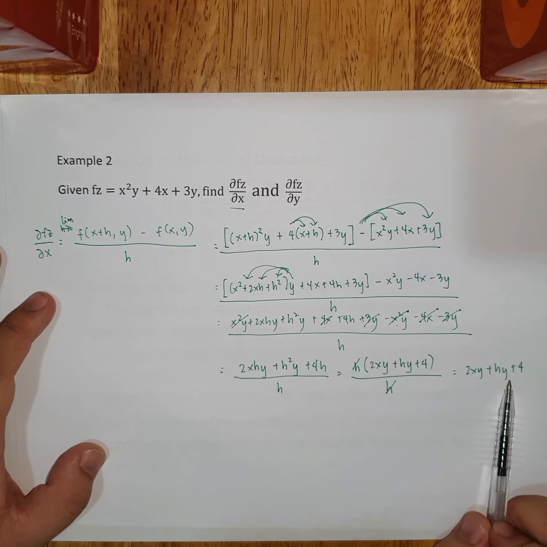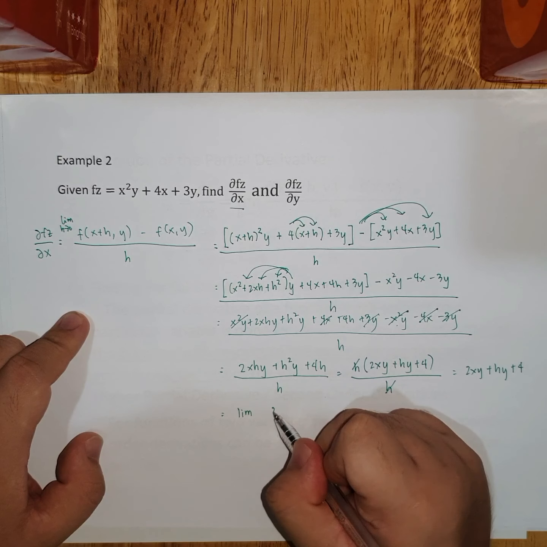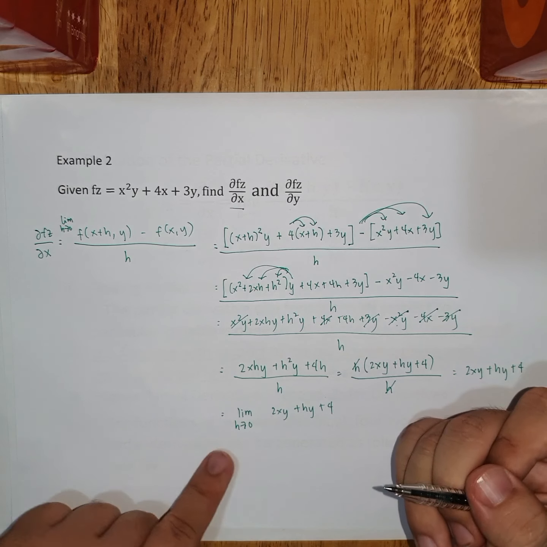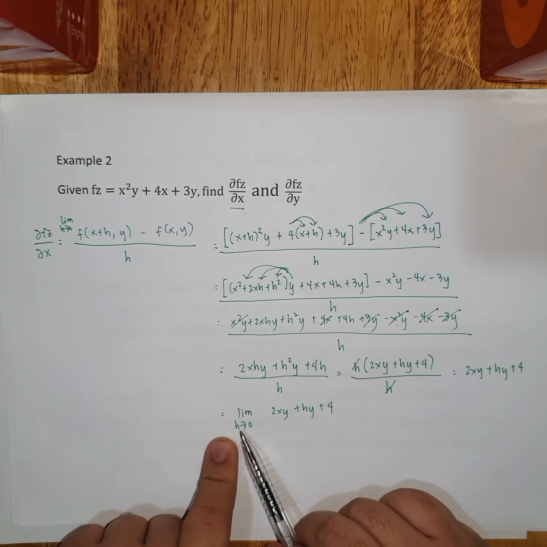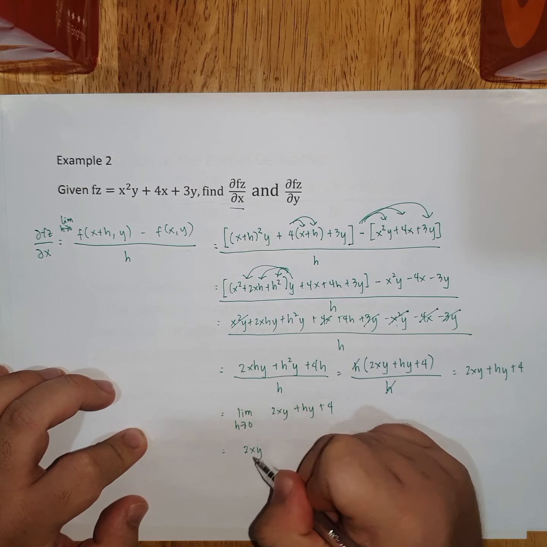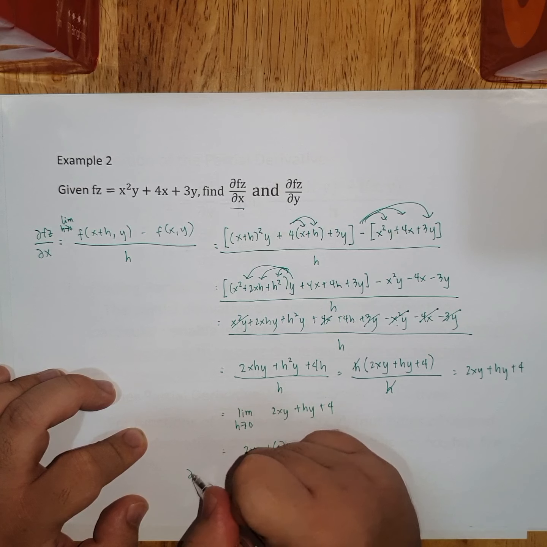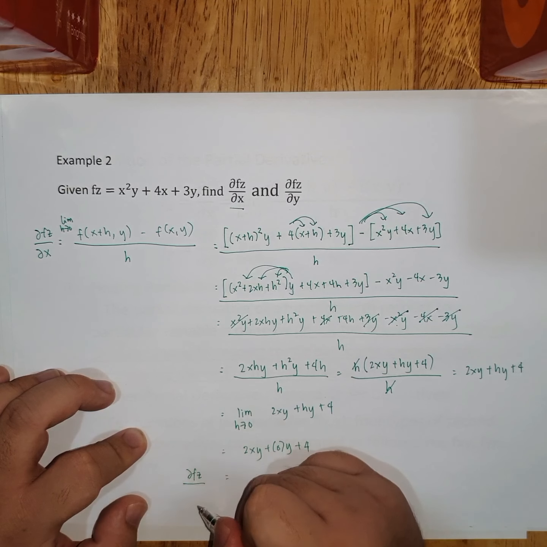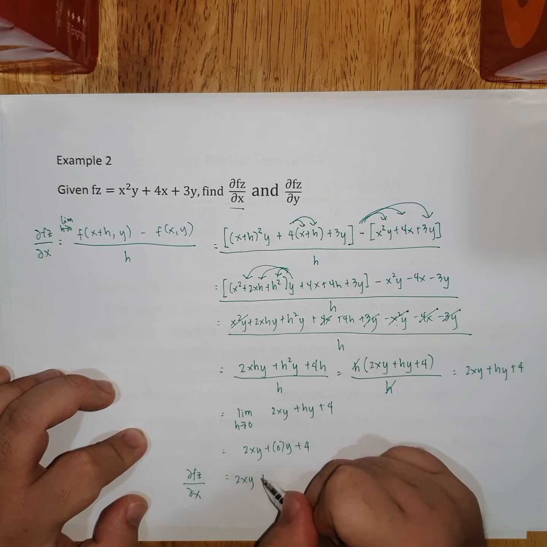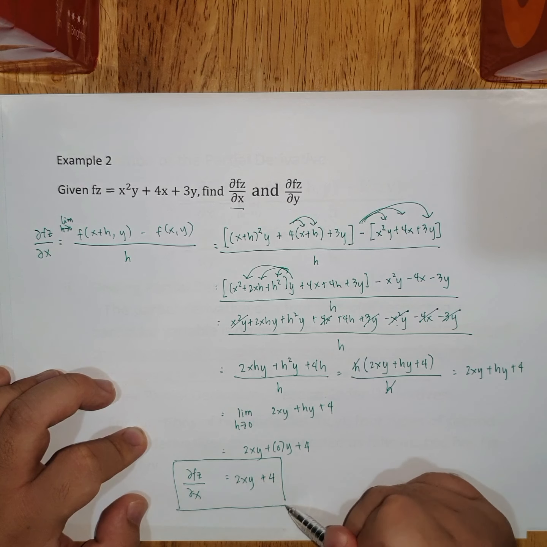Okay. Next is, apply na natin yung limits. Okay. So, remember na meron tayong limit of 2xy plus hy plus 4 as h approaches 0. So, to solve this limit is substitute natin yung value ng 0 sa value ng h. So, ito will be 2xy plus 0 times y plus 4, or simply yung partial derivative of yung function natin with respect to x is equals to 2xy plus 4. Okay, so this will be your final answer. Okay.